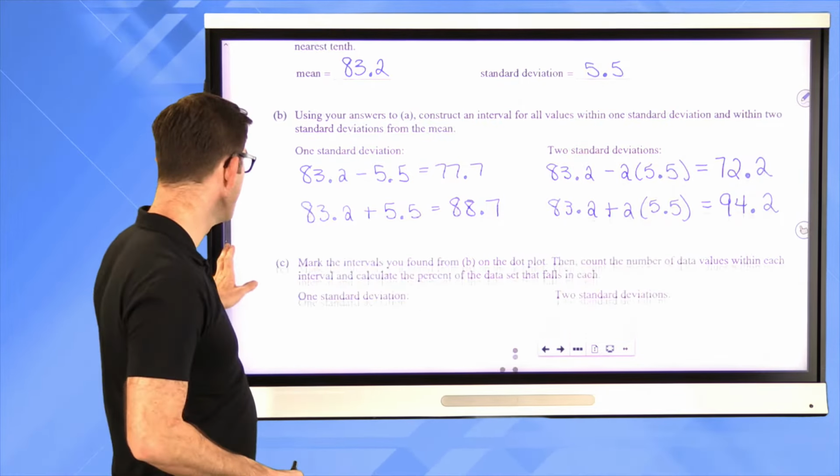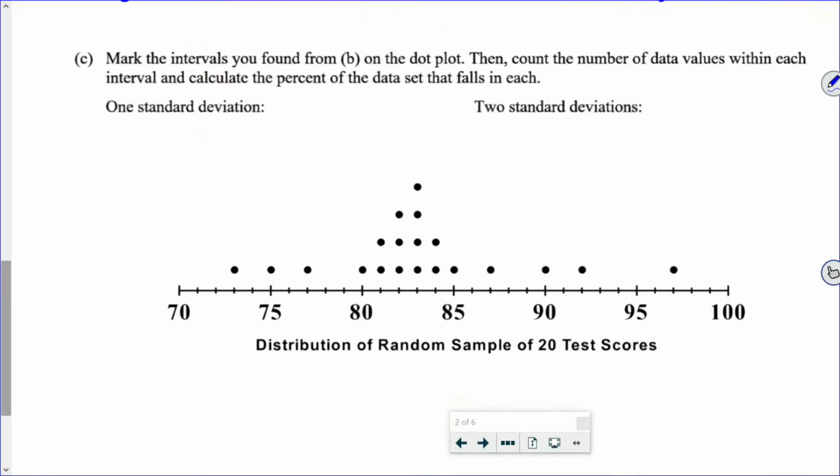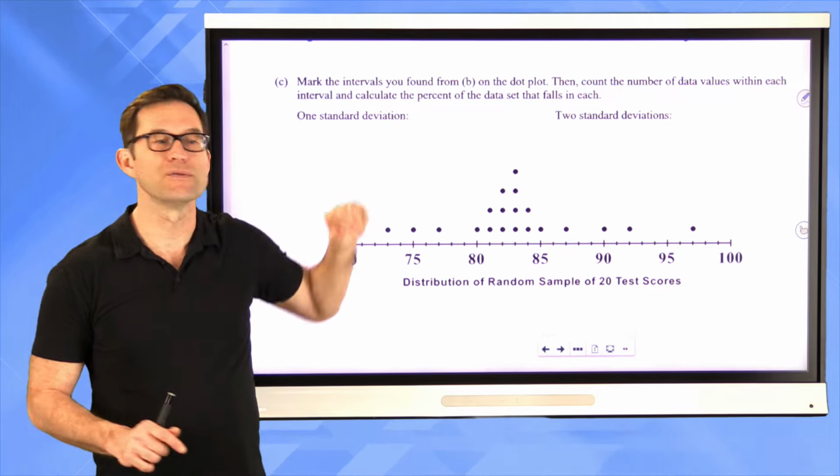Okay. So let's now take a look at letter C. Mark the intervals you found from B on the dot plot, then count the number of data values within each interval and calculate the percent of the data set that falls in each. Whew. All right. Well, a little bit hard because we don't see those intervals anymore.